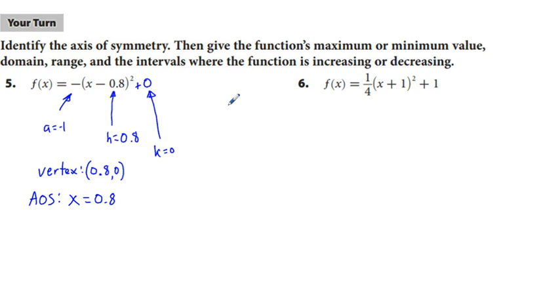Function's maximum value. Well, we are opening downward, and so our maximum value is going to be k. So maximum value equals k, which equals 0. Domain.